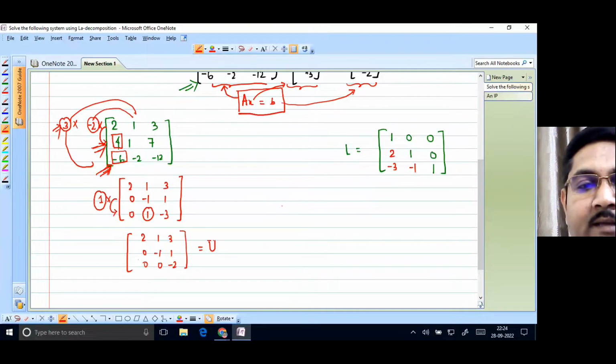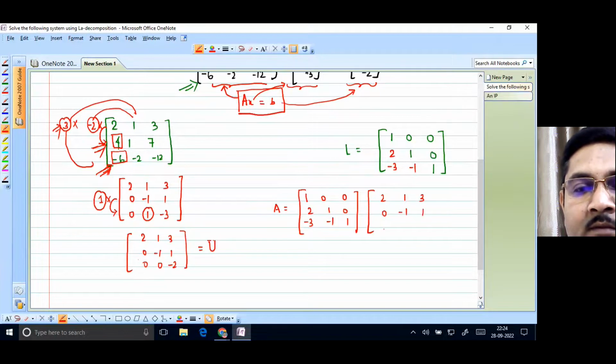So I can write A as the product of L, where L is 1 0 0, 2 1 0, minus 3 minus 1 1, into U. So U I can write as 2 1 3, 0 minus 1 1, 0 0 minus 2.